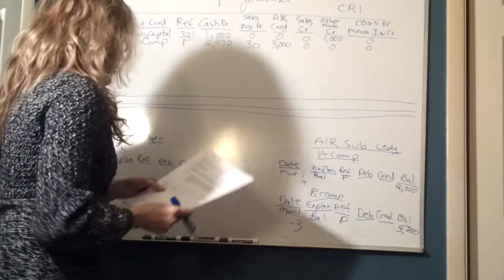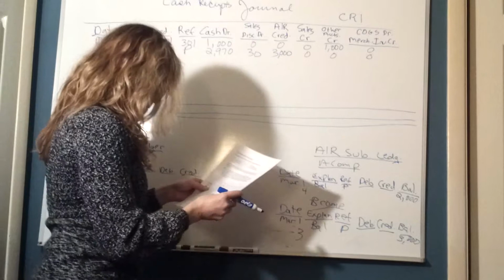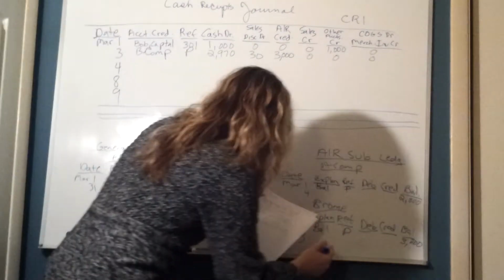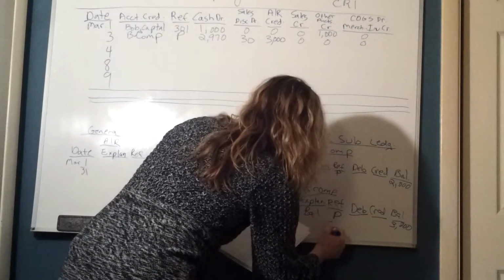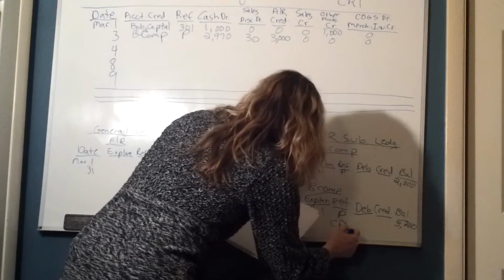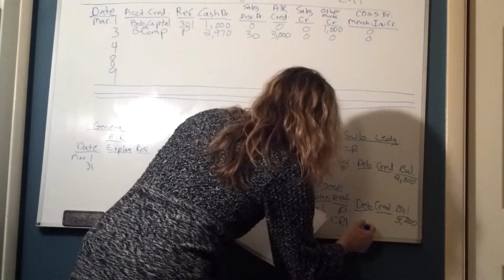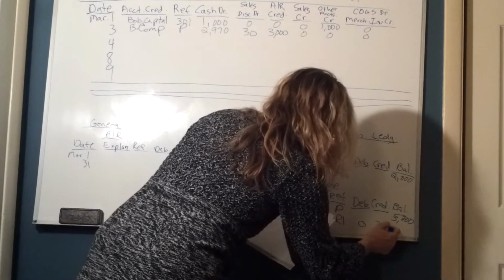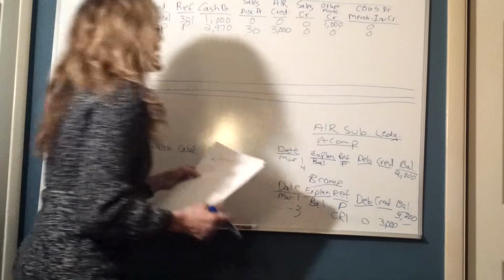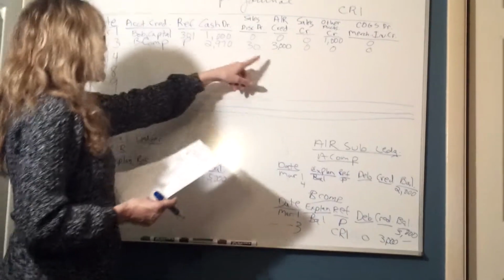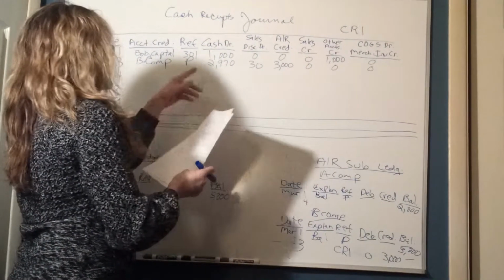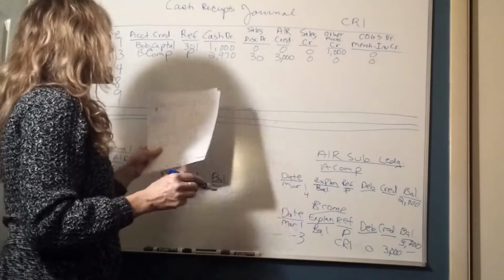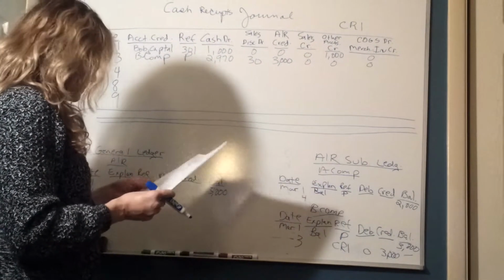All of our other accounts are zero. So if we go into B Company and we look at B Company, we're going to go ahead on March 3rd. Our reference is CR1. That's the page number it's coming from. Of course, we're debiting 0. We're crediting the $3,000. There is no balance in that account. The way we figured out the discount is 3,000 times 1%, and that would have been the $30.